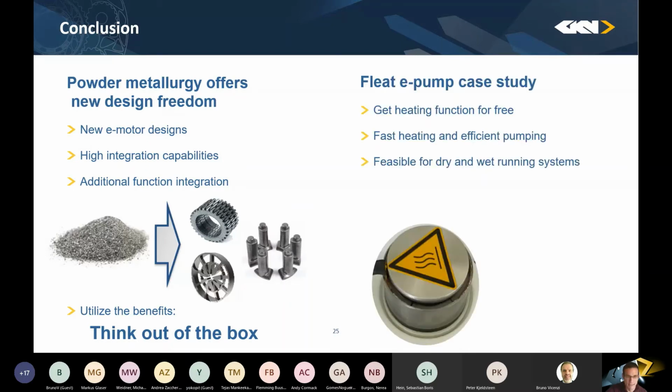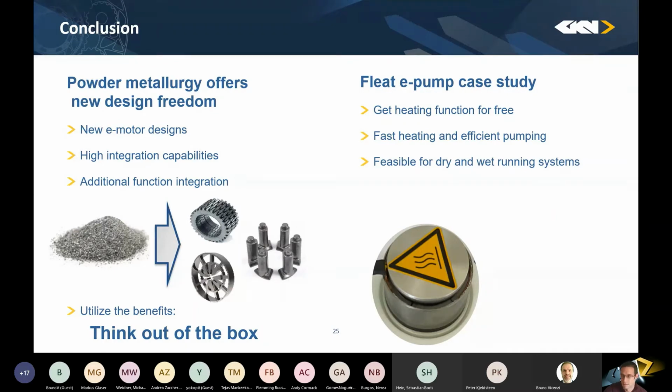And the case study of the fleet pump is one where we really can demonstrate and showcase it very well, because you get the heating function for free from the e-motor, saving a lot of space, having a very fast heating principle, and still having a very efficient pumping, but all designed in a very small space.